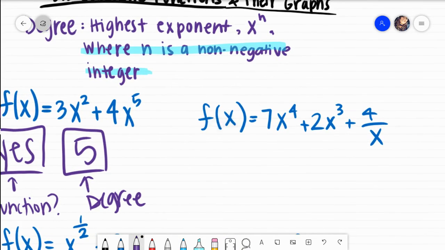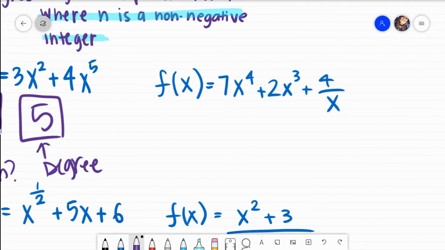Right here, I have f of x equals 7x to the fourth plus 2x cubed plus 4 over x. So I need to remember my exponent rules. You wouldn't want to have your x in the denominator. For this particular problem, I would apply the negative exponent rule, which states that if you have a variable raised to a power in the numerator, you could bring it down to the denominator, and it changes the sign of the exponent.